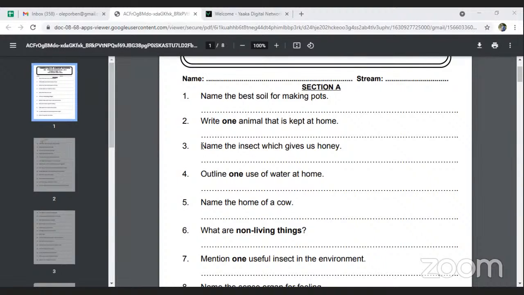Yeah, well, that one is easy. Water is used for washing.